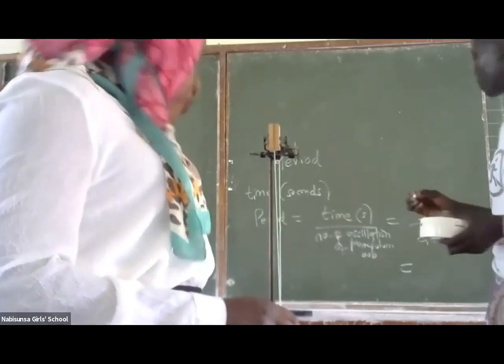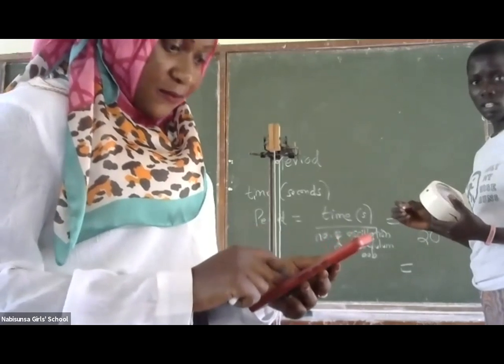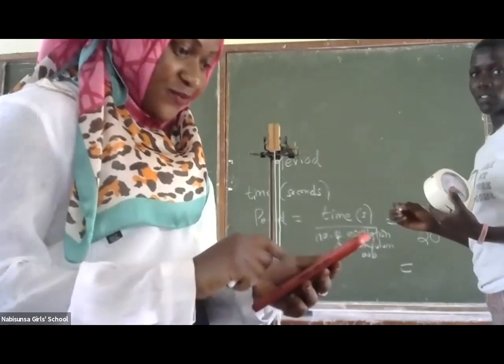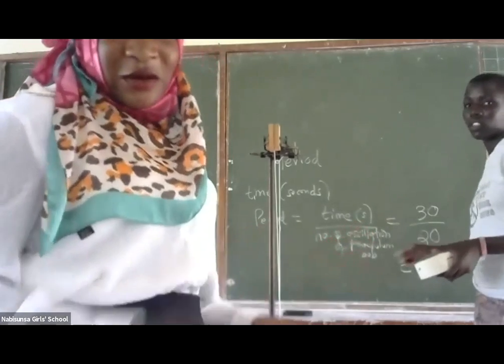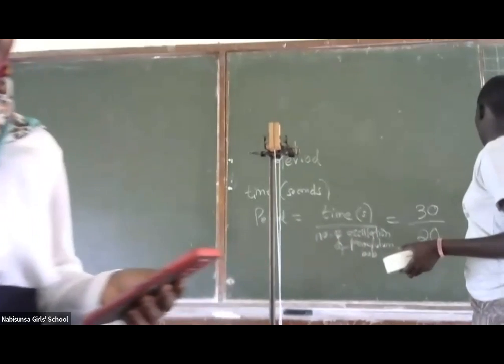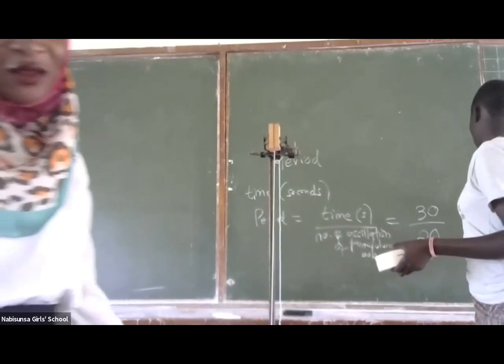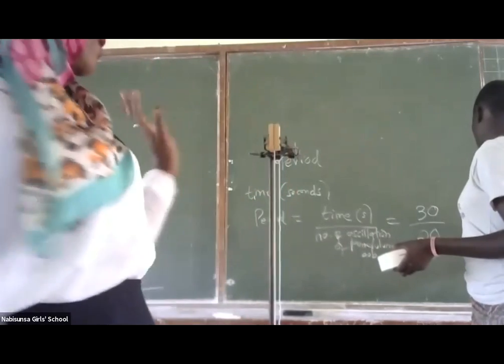So people have got 1 point. People, unmute yourself. 30. You get 1.5. Thank you. People have got 1 point. So the period in that case will be 1.5.